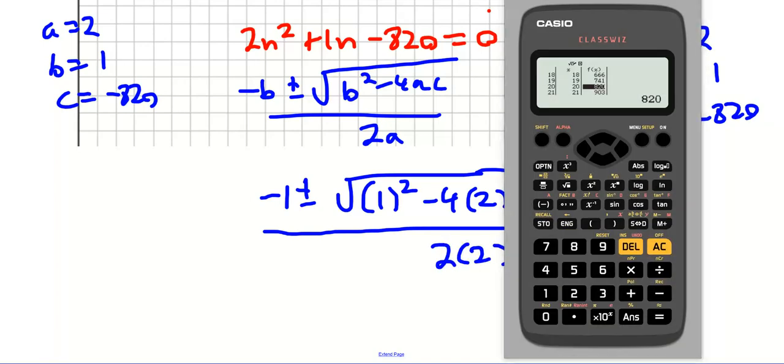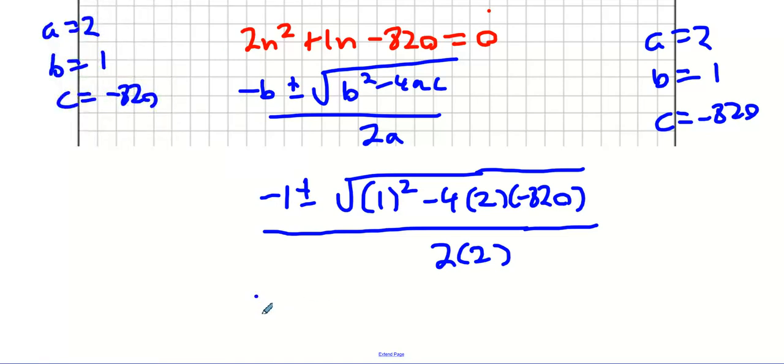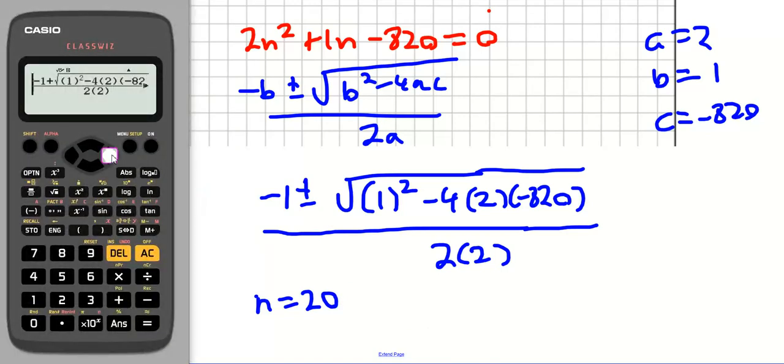Throw it into the calculator. Now, you got to make sure you don't make any errors. So it's going to be minus 1 plus square root of 1 squared minus 4 times 2 times minus 820, all over your 2 times 2. One of these answers has to be 20. The first answer we got is 20, so n equals 20. That's the one we're looking for. There'll also be a second answer.